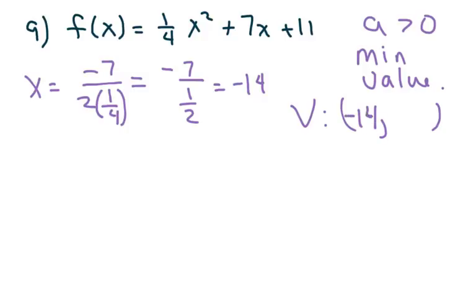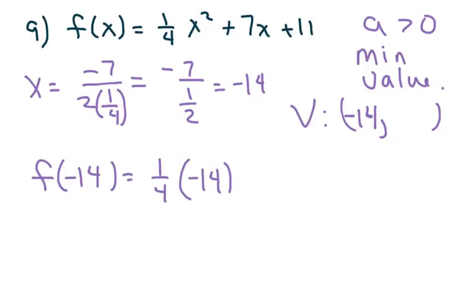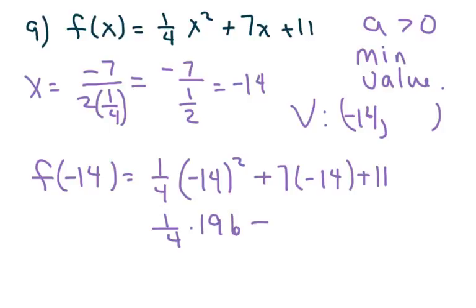And then, why do I keep using purple? So now I'm going to plug in negative 14. And we get 1/4 times negative 14 squared plus 7 times negative 14 plus 11. So we get negative 14 squared is 196. So 1/4 times 196, minus 7 times 14 is 98, plus 11.